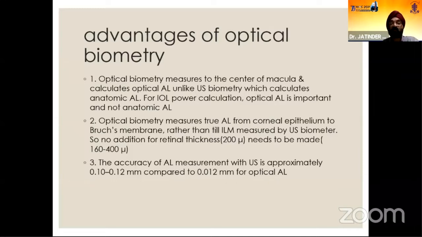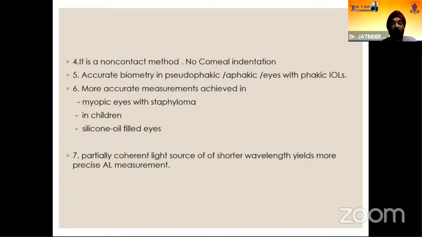Optical biometry measures to the center of the macula. So it calculates the optical axial length, unlike ultrasonic biometer, which calculates the anatomical axial length. Then optical biometry measures true axial length from the corneal epithelium to the Bruch's membrane rather than to the internal limiting membrane. So the ultrasonic biometry may be shorter by about 200 microns. Accuracy is much better. It is for 2 decimal places, that is 0.012 millimeter for optical axial length compared to ultrasonic, which is 0.12 millimeter.